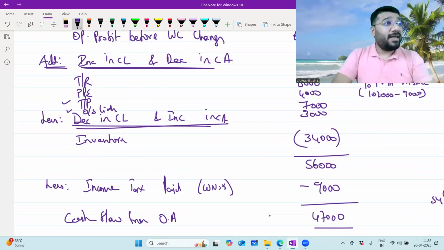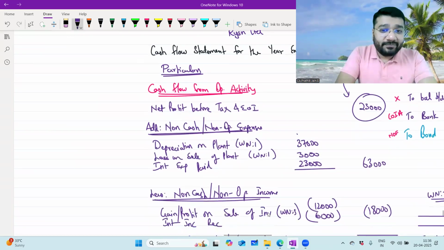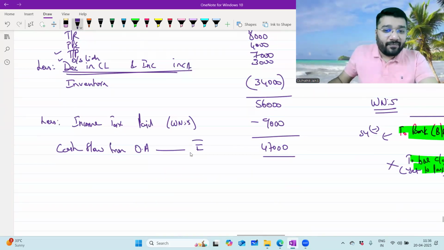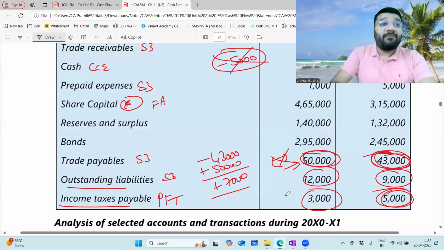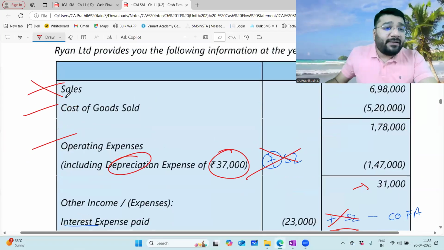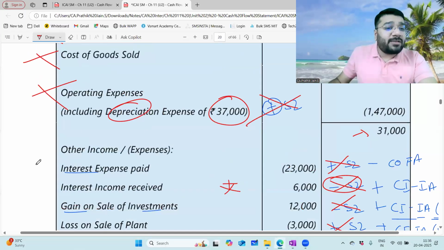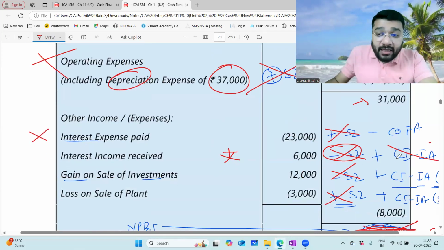So next is cash flow from investing activities. Come from the beginning, in order, or else we'll miss. Is this affecting my investing activity? No. This? No. This? No. Other income, under that we have interest expense. No. Interest income received? Yes. Cash inflow of investing activity.